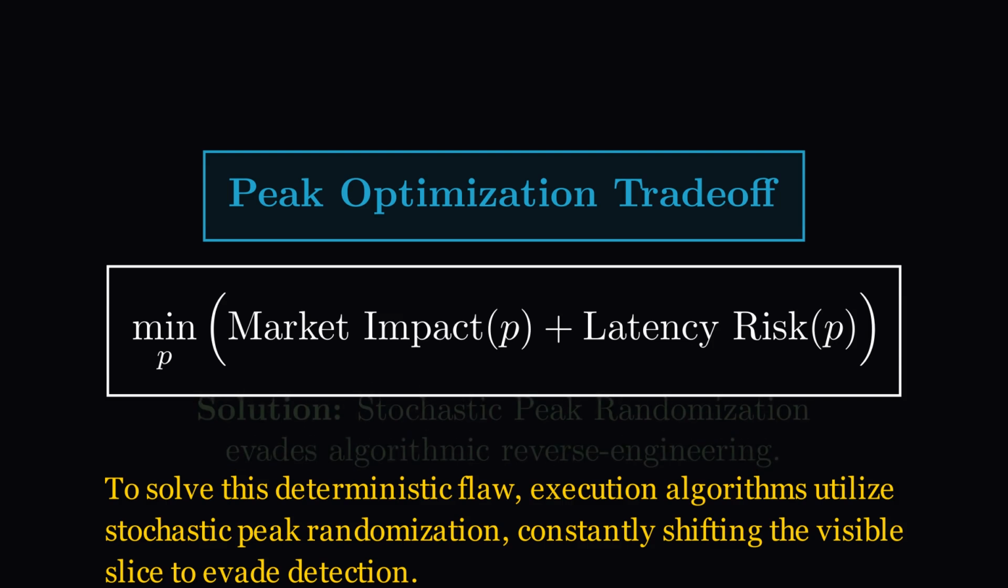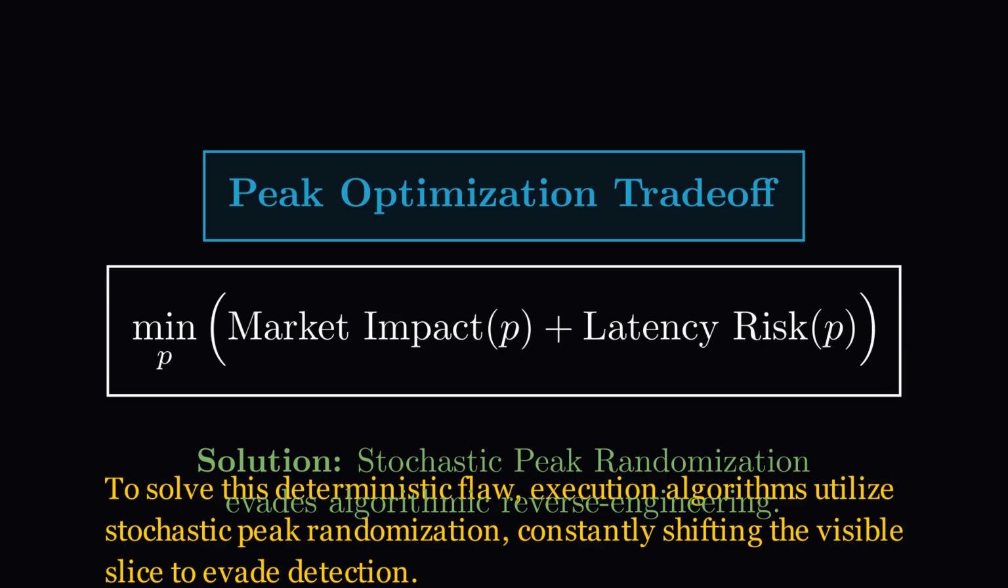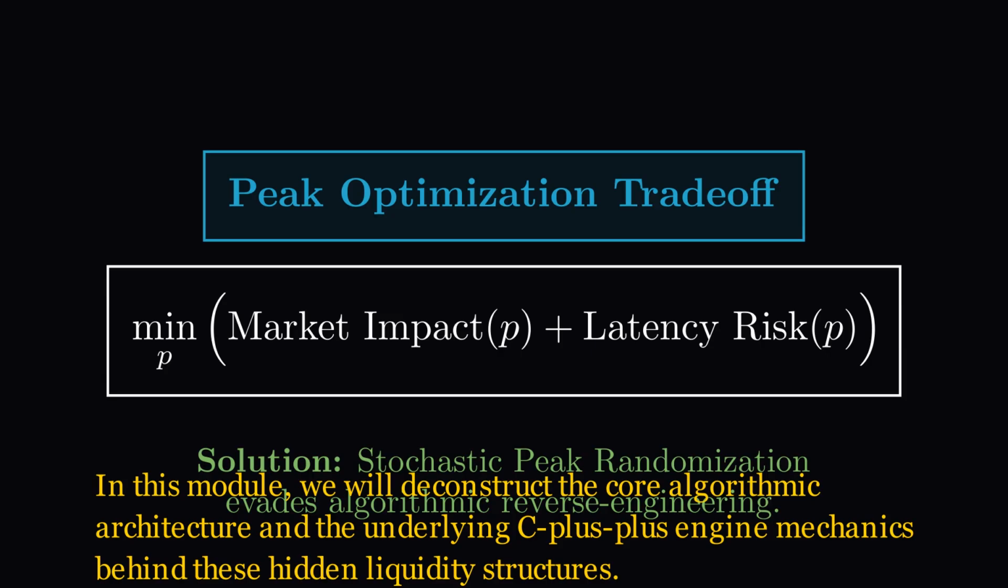To solve this deterministic flaw, execution algorithms utilize stochastic peak randomization, constantly shifting the visible slice to evade detection. In this module, we will deconstruct the core algorithmic architecture and the underlying C++ engine mechanics behind these hidden liquidity structures.